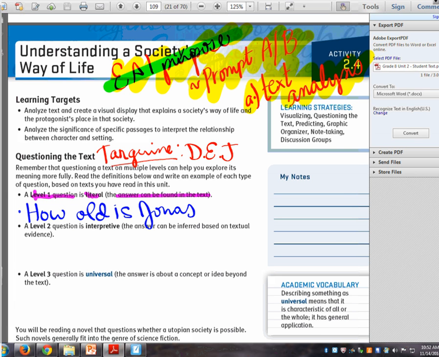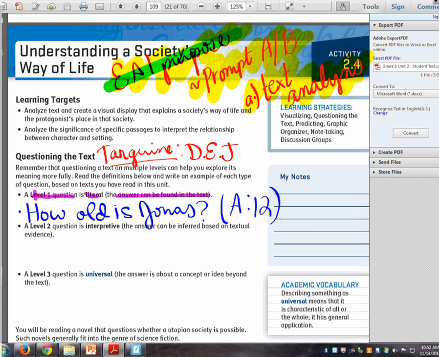How old is Jonas? How old is he? Let's see who read the story. How old is Jonas, Will? He's 12. Okay, that's a literal answer. It was in the story itself.